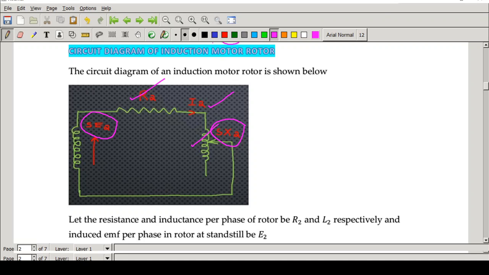Now you may be thinking why this is S into X2. You know reactance depends on the frequency. Actually, X2 is equal to 2 pi F dash into L. What is F dash? F dash is equal to S into F, right? So this is equal to S into 2 pi F into L. That is how you get S into X2.